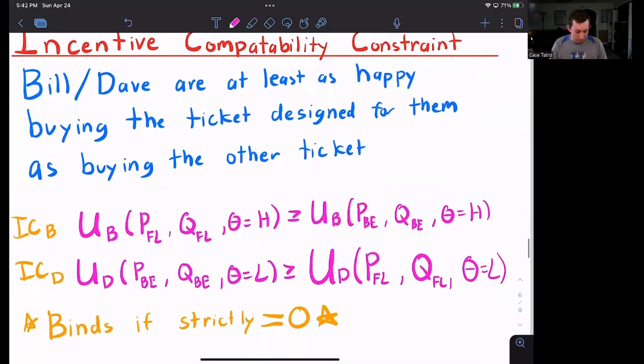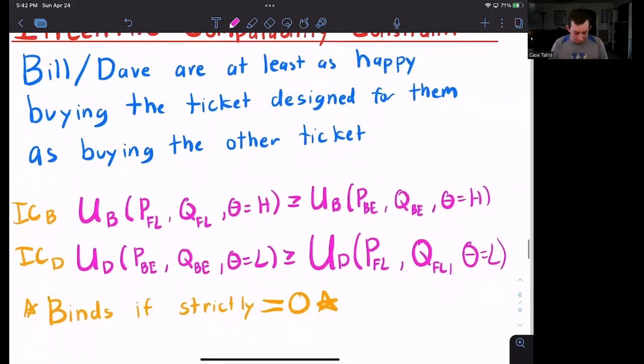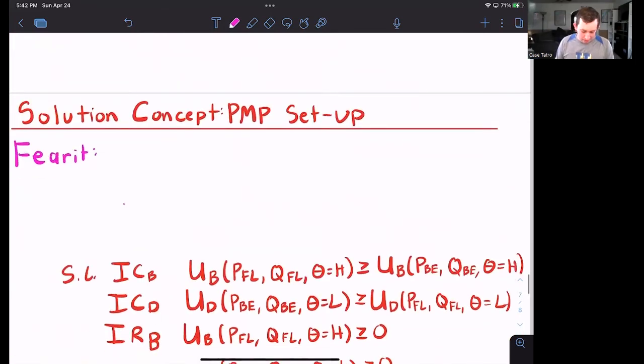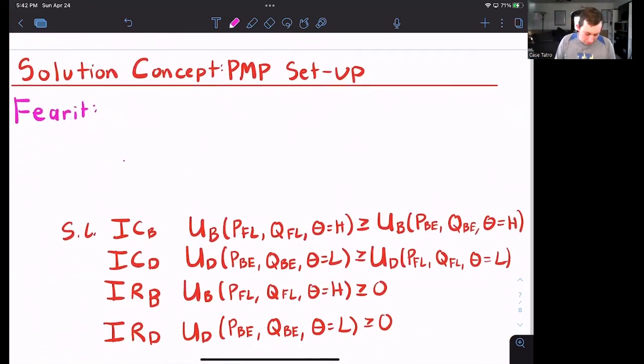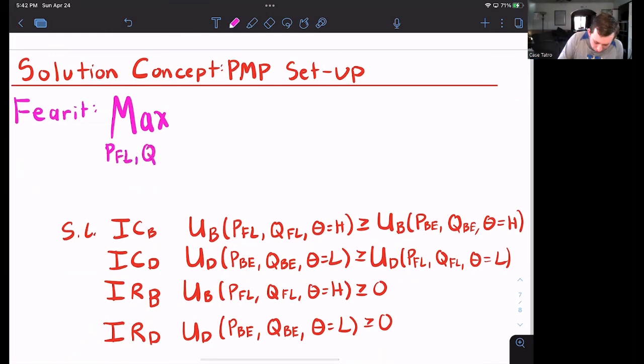Now we are going to put this all together and set up the adverse selection problem formally. So it's a profit maximization problem. So we are trying to max. What can we choose? Well, if we're Fear-It, we can choose the price of Fly Levers. We can choose the quality or the perks in Fly Levers. We can choose the price of the basic economy ticket, and we can also choose the perks of the basic economy ticket. Okay, there are x% of Bills in the world.